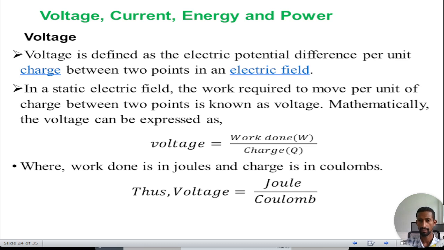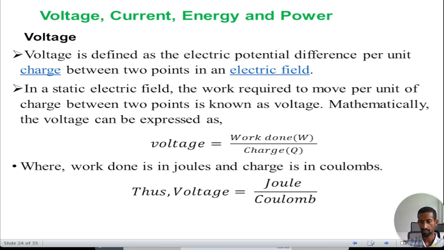The next topic is voltage, current, energy, and power. So what is voltage? Voltage is defined as the electric potential difference per unit charge between 2 points in an electric field. We have defined the electric field. So between 2 points in an electric field, there is a potential difference. This potential difference per unit charge is called voltage.